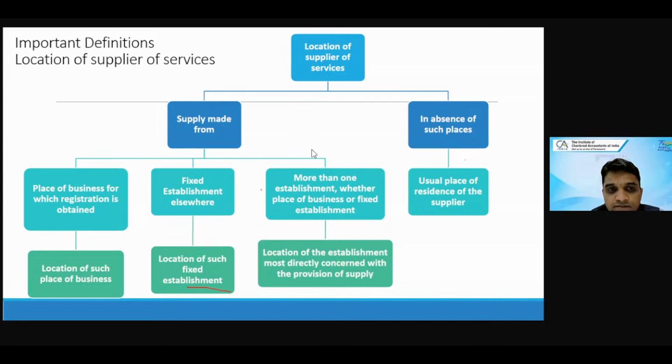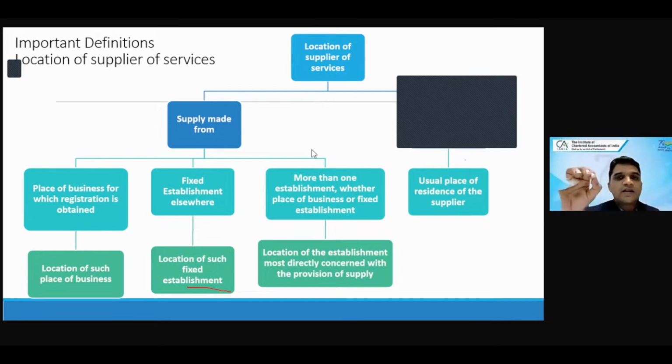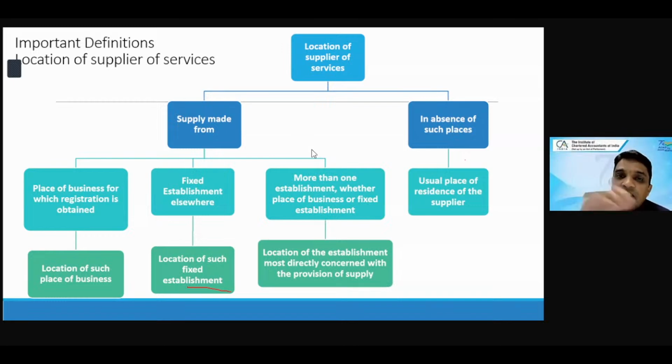Sir, in case of fixed establishment, does fixed establishment mean deciding an area that this is to be treated as the place of supply? No, fixed establishment is any place. Let me read you the definition of fixed establishment. Fixed establishment means a place other than the place of business but which is characterized by sufficient degree of permanence and suitable structure in terms of human and technical resources to supply services or to receive and use services for its own use.